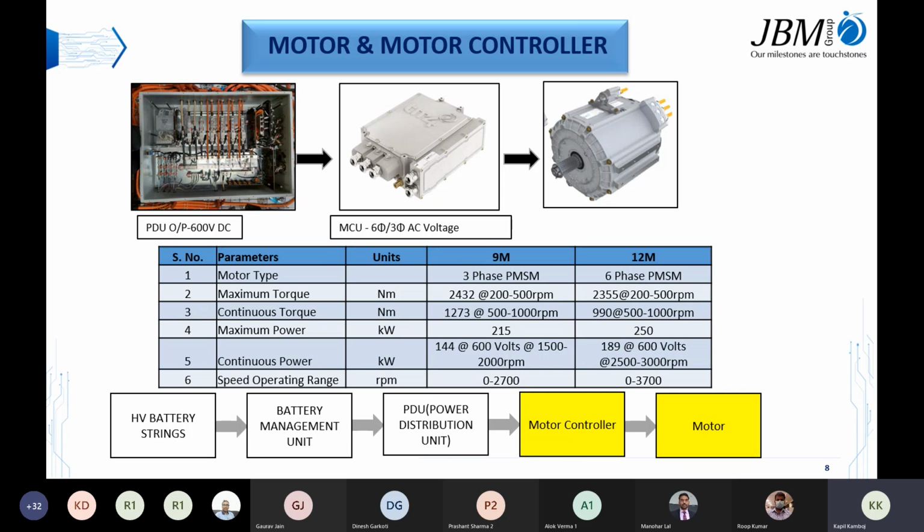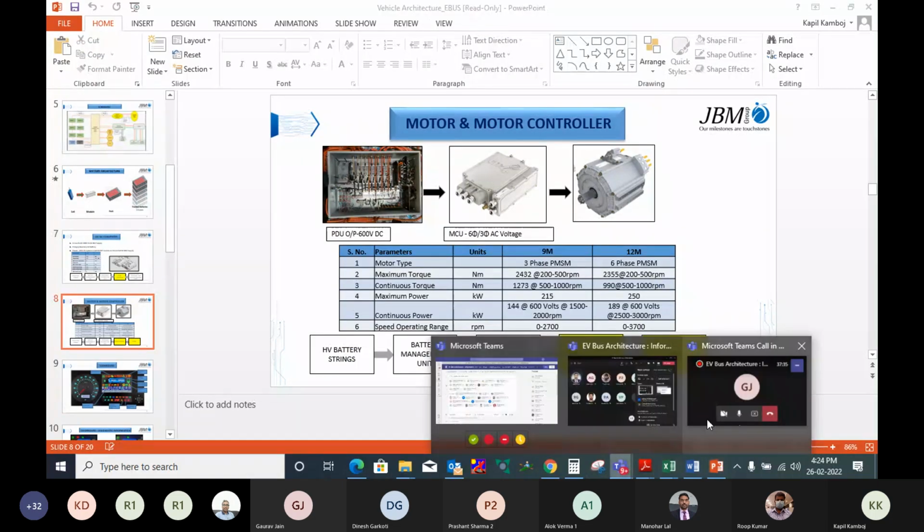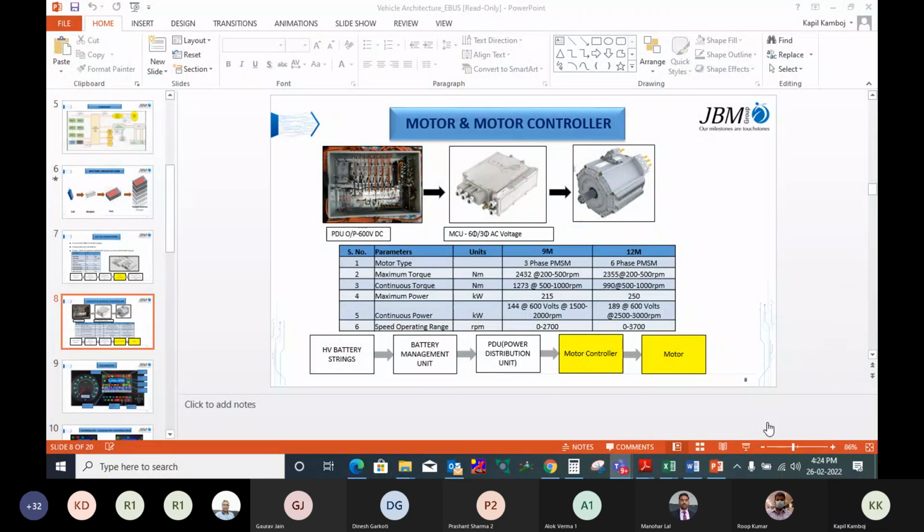Moving forward, I think Akash, if you can tell something about this motor. Hello. Good evening, everyone. Akash. Yes, please. About the motors that we are using.